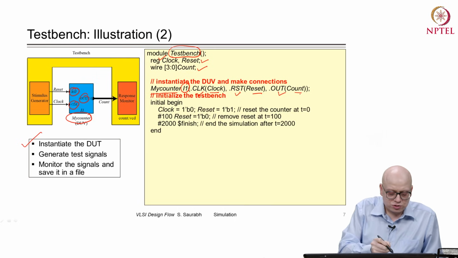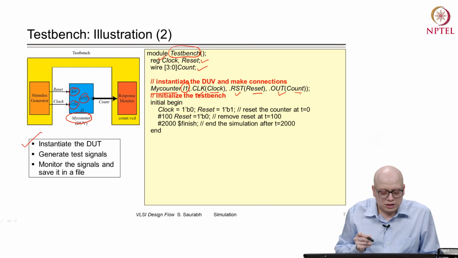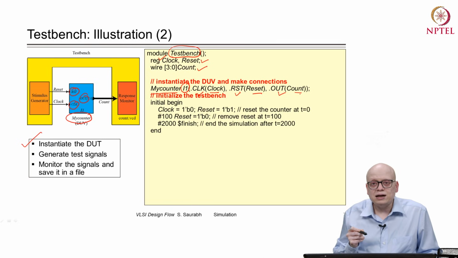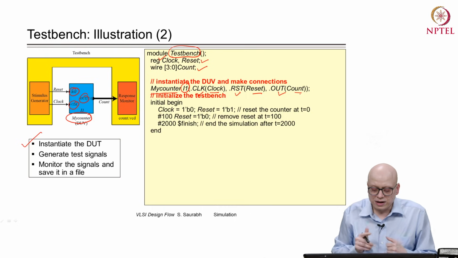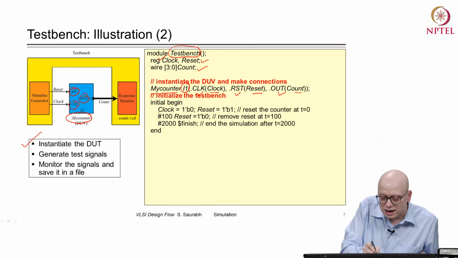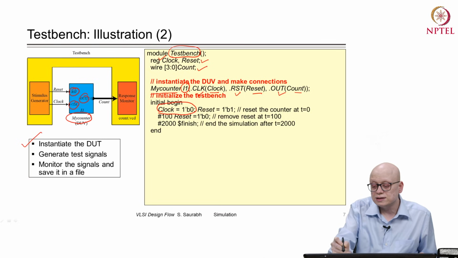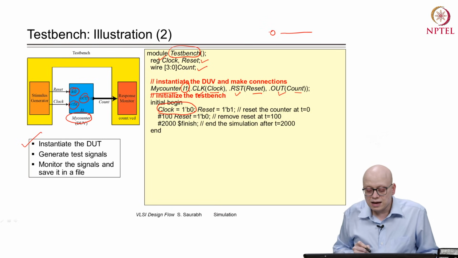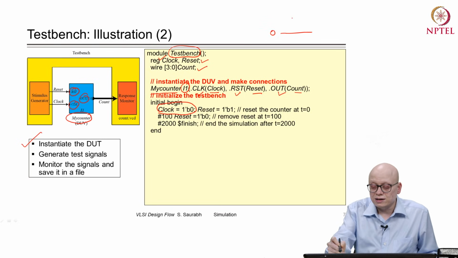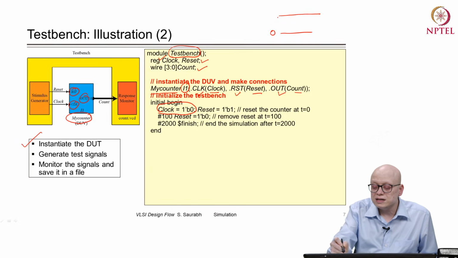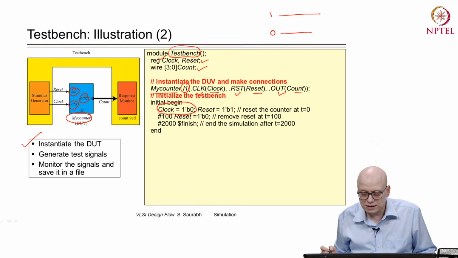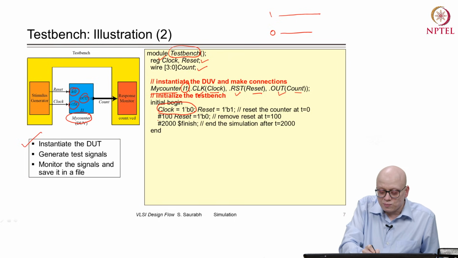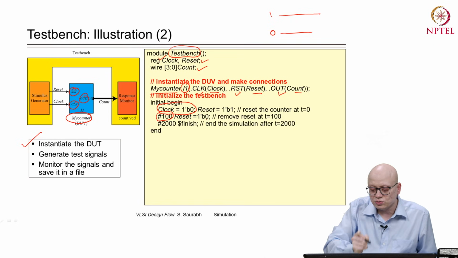Then the next step is to generate the test signal and also initialize the test bench. So, how do we initialize it? We initialize it by first making the clock 0. We say that the clock signal is initially 0, and we say that reset is 1, meaning that we are resetting our counter to 0 0 0 0. And then after a delay of 100 time units, we say that reset is equal to 0.